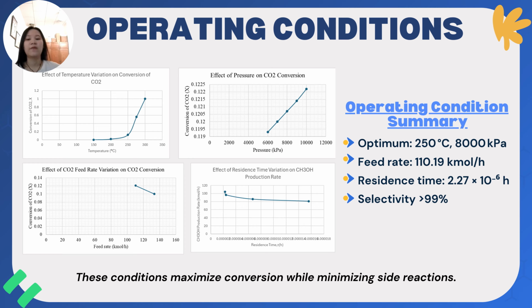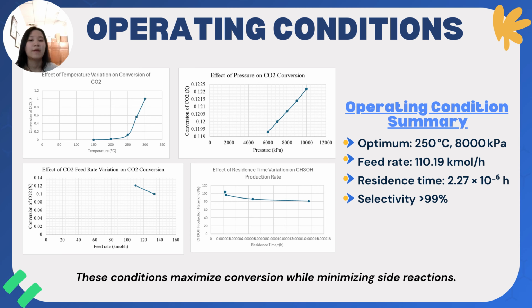However, moving to the third graph, we can see that as the feed rate increases, the CO2 conversion will reduce. This is because if lower feed rate, the reactant can stay longer in the catalyst bed and have more interaction with the catalyst. Hence, the production rate will increase. Moving on to the last graph, we can see that as the residence time increases, the production rate will also reduce. This is because the feed rate will reduce along the process. Hence, the longer the residence time, the lower the feed rate. Hence, the lower the production.